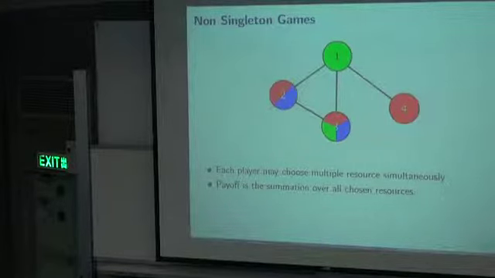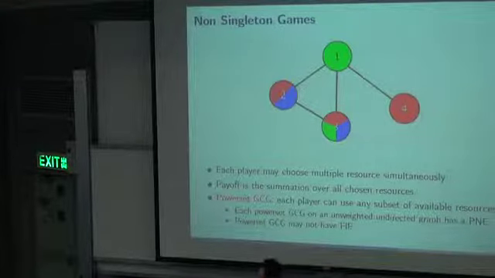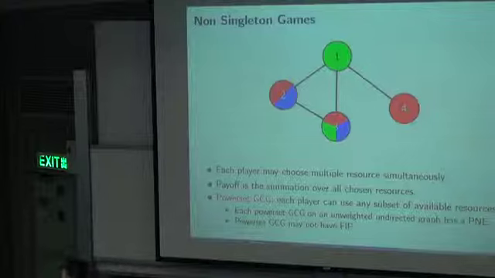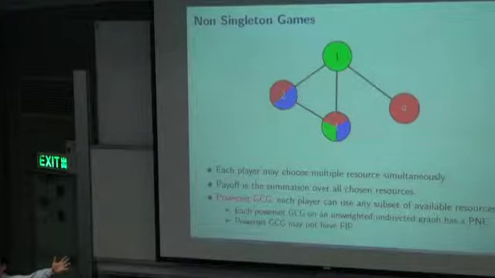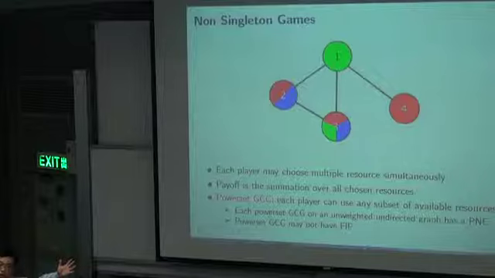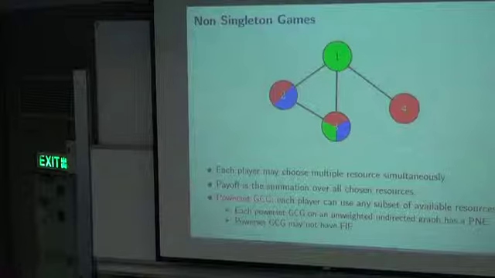Under this setting, we look at a different set of games. There's one particularly interesting class of game called the power set graphical congestion game. In this case, everybody has the same set. Everybody has 3 colors to choose from, and everybody can choose any subset of the 3 colors at any time. You can choose 3 colors, 2 colors, or 1 color. This is called a power set graphical congestion game. And we can show that each power set graphical congestion game on an unweighted, undirected graph has a pure strategy Nash equilibrium. However, it may not have the finite improvement property.